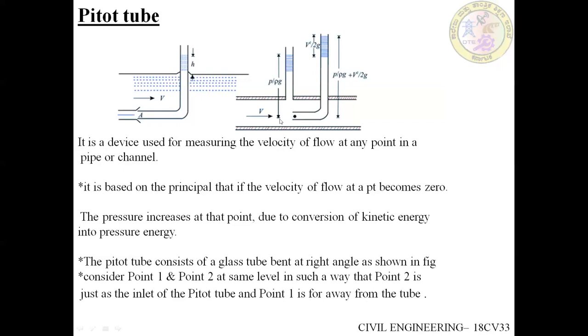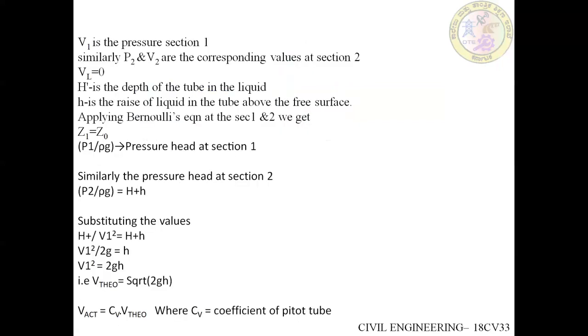Let us consider two points, point 1 and point 2. Both are at the same level, but point 1 is away from the pitot tube and point 2 is just at the entrance of the pitot tube. Next, P1 is the pressure and V1 is the velocity at section 1. P2 and V2 are the corresponding values at section 2. And here H dash is the depth of the tube in the liquid and H is the rise of liquid in the tube above the free surface.